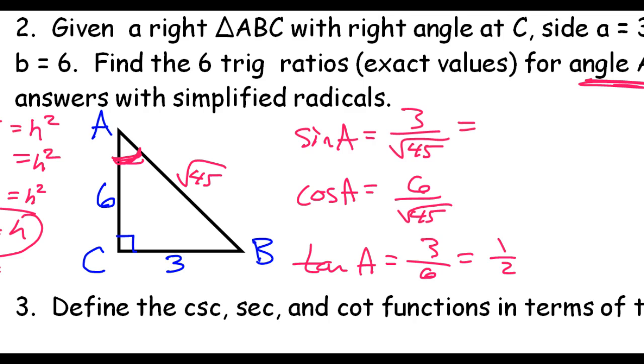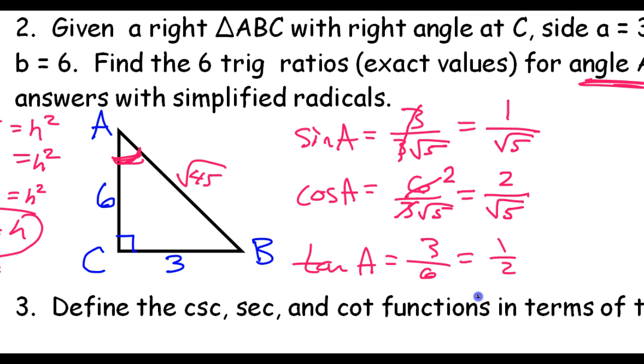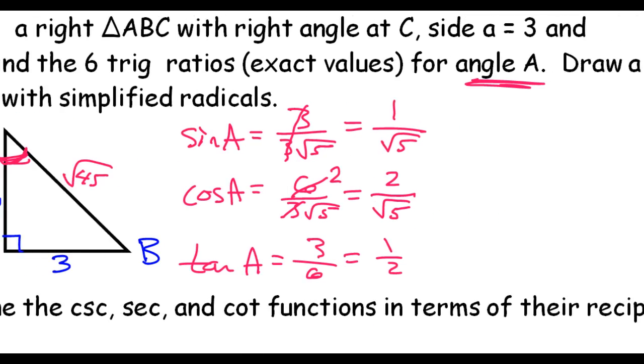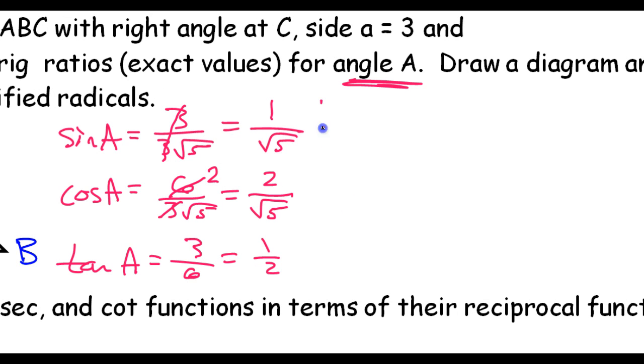So that's going to make all these become, I'm just going to replace these. So this is 3 radical 5, 3 radical 5. You see how these 3's are going to cancel each other out and make 1 over radical 5. This 3 is going to go into this 6 and make 2, so 2 over radical 5. So these are the first 3 trig functions.